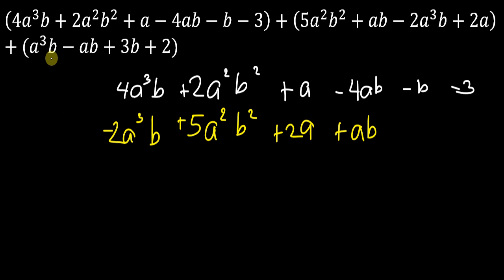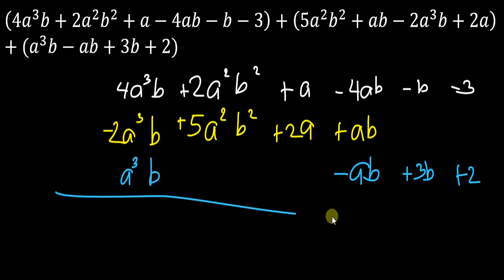Next, a cube b. So, dito siya. A cube b. Minus ab. So, saan yung ab? Nandito. Minus ab. Then, 3b. So, saan yun? Nandito. Plus 3b. Plus 2. Nandito. So, magkakatapat-tapat na. So, add natin.